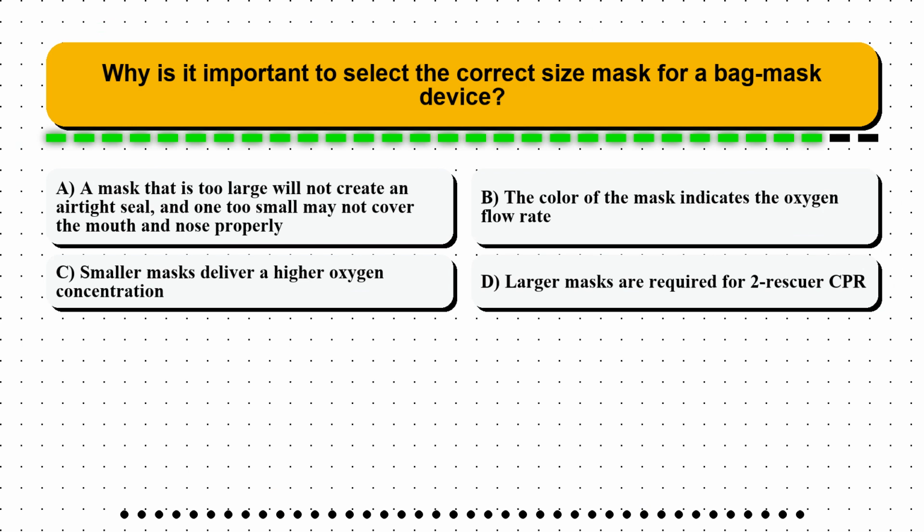Question 8. Why is it important to select the correct size mask for a bag mask device? Option A. A mask that is too large will not create an airtight seal, and one too small may not cover the mouth and nose properly. Option B. The color of the mask indicates the oxygen flow rate. Option C. Smaller masks deliver a higher oxygen concentration. Option D. Larger masks are required for 2 rescuer CPR.